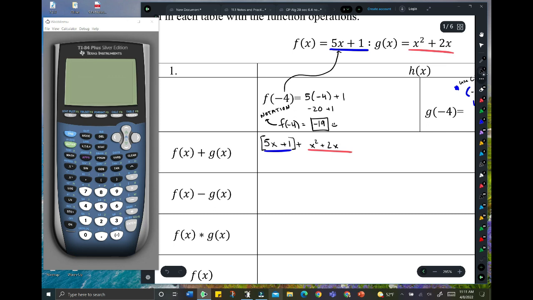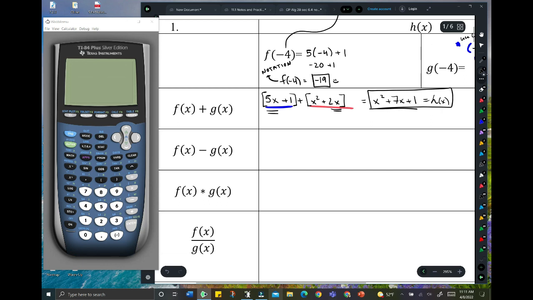Sometimes I like to put brackets around these just to know that they are functions. And you're simply adding the like terms. So 5x would add to the other 2x. We'd have x squared plus 7x plus 1, bada bing. We can call that our new function, h of x. No big deal if you don't. But that's it, okay? Adding like terms.